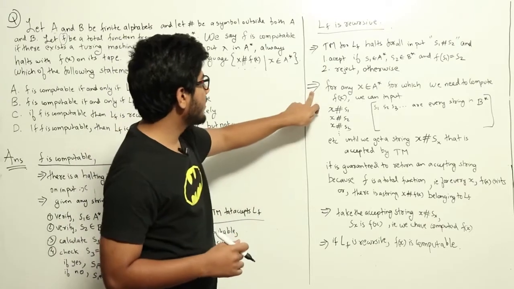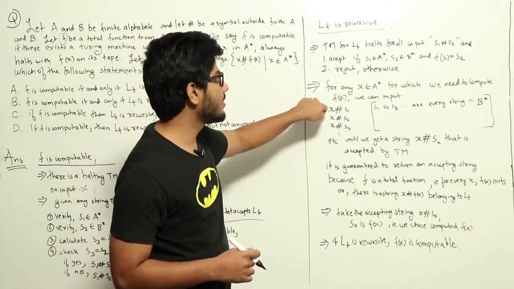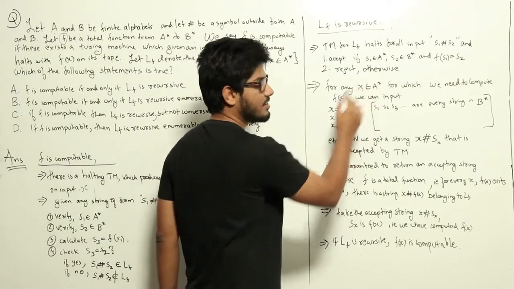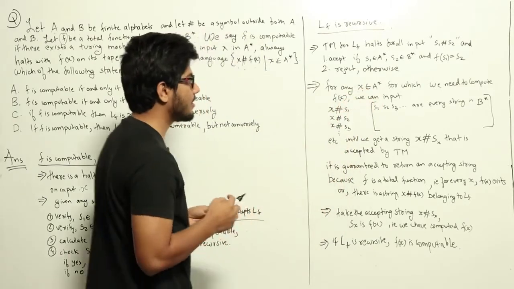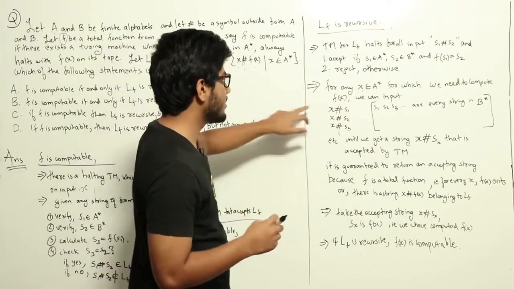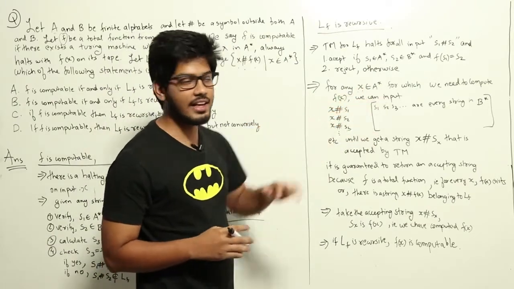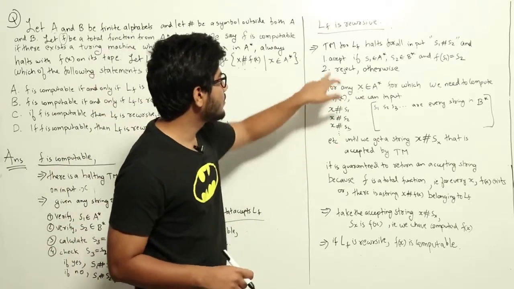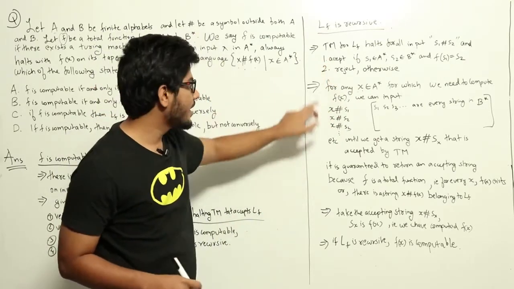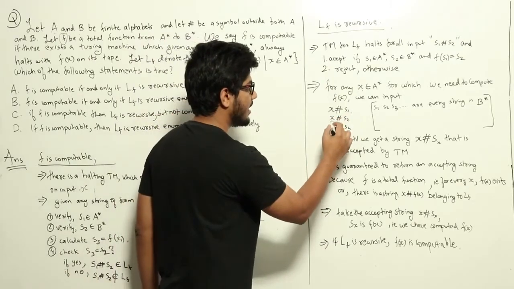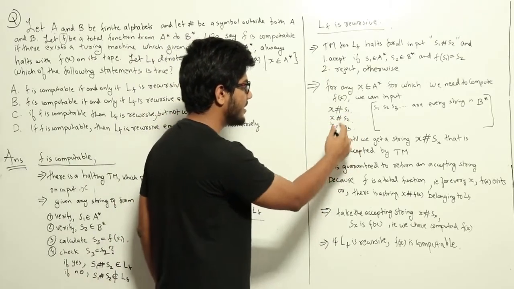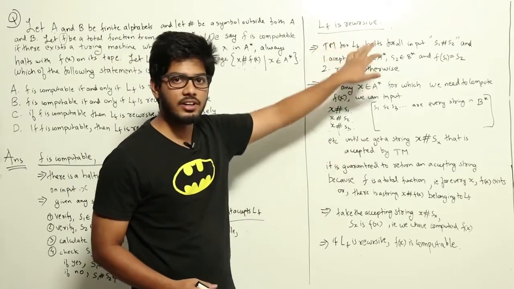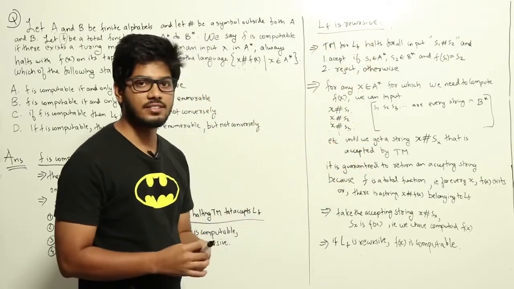Now, we want to see if the function f is computable. For that, for the function to be computable, whatever x is given, we need to find out f of x, right? So suppose we have a sample x belonging to A star for which we need to compute f of x. What we'll do is, to this halting Turing machine for LF, I will just input x#s1, x#s2, x#s3, etc. until this Turing machine will halt and say it is accepting that string.